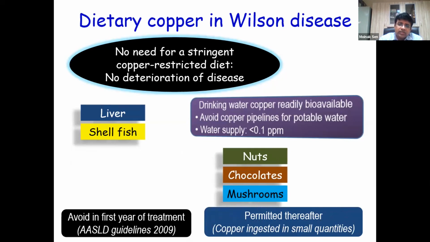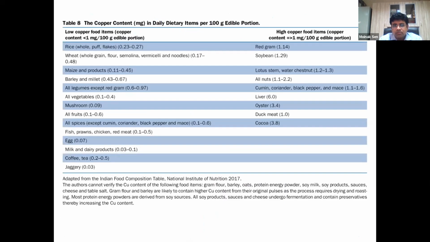Drinking water should contain very little copper, and nowadays copper pipelines are very, very expensive and nobody uses them, so that's not a problem.